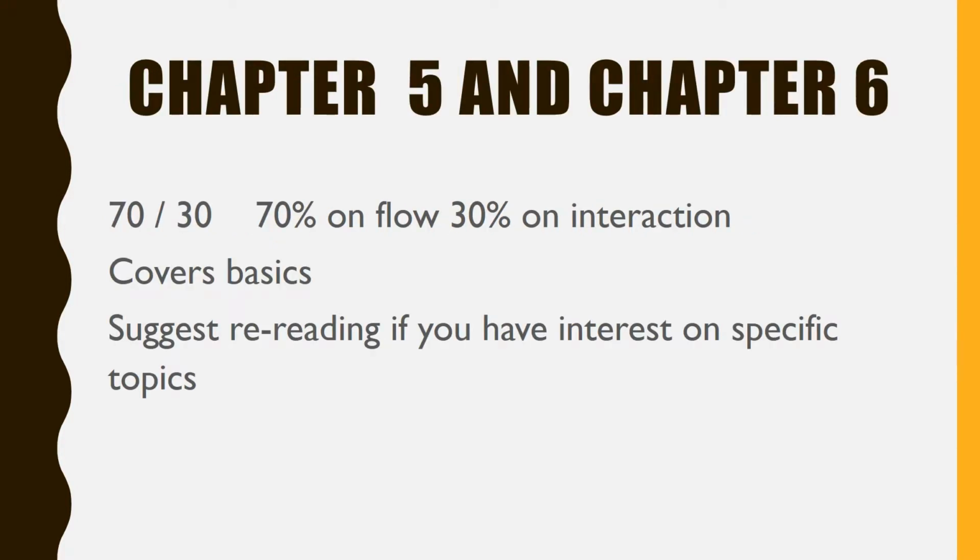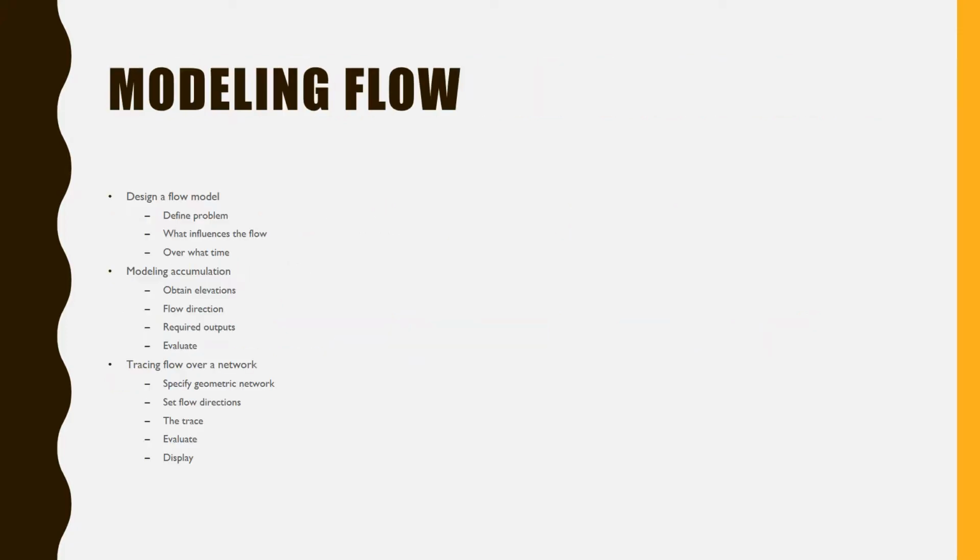We're going to talk a little bit now about chapters 5 and 6. We're going to kind of have a 70-30 breakdown on flow and on interaction. We're going to cover the basics. And if you have specific interest on these things, I strongly encourage you to go back and read these chapters again in the ESRI Guide to GIS Analysis Volume 3.